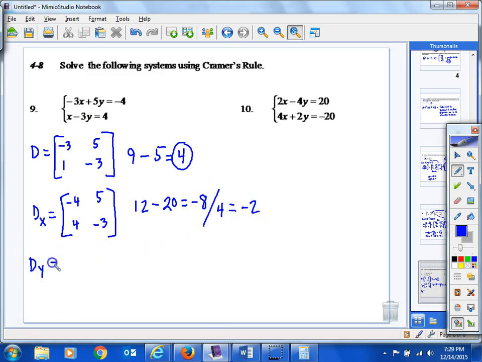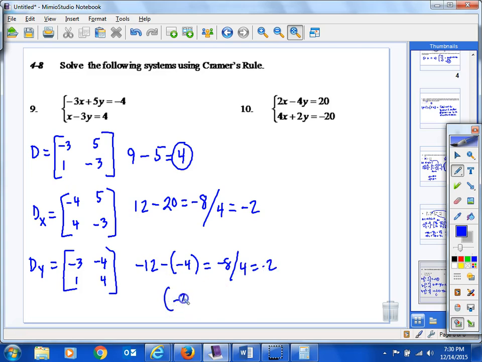And then find d sub y. The x coordinates do not change. Replace the y's. And find the determinant. -12 minus -4, also -8, again dividing by this initial determinant that you got for the coefficient matrix. And so our final answer here should be -2, -2.